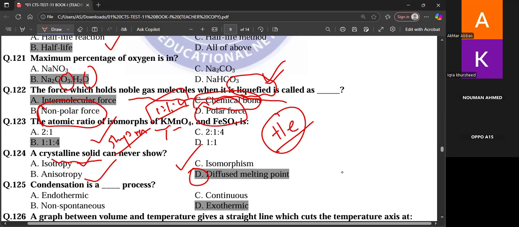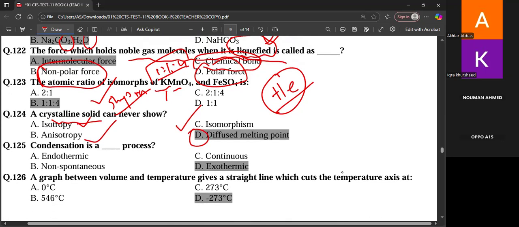Condensation is a process. कंडेंसेशन कौन सा प्रोसेस होता है बेटा? Exothermic. It's a very, very important MCQ. A graph between volume and temperature gives a straight line which cuts the temperature axis. You know that it cuts the temperature at -273, which is also equal to 0 Kelvin. So we can say that the best option is delta.